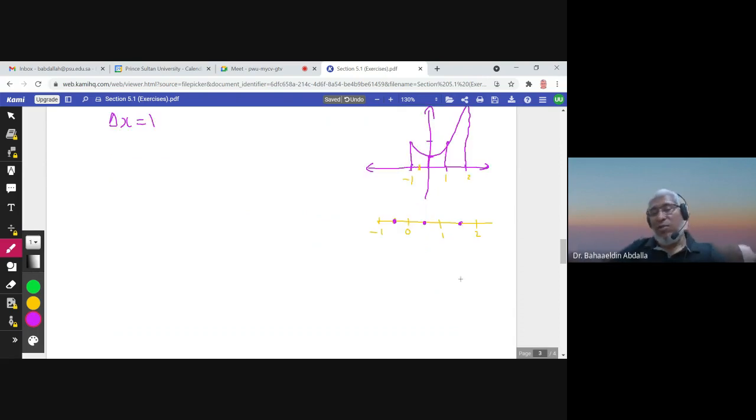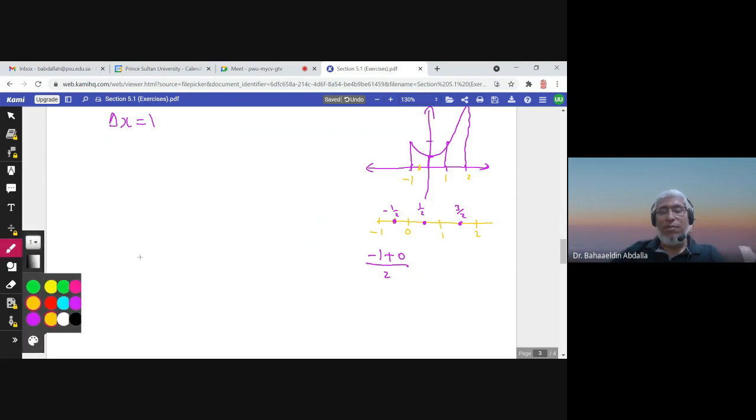So what is the number in the middle between negative 1 and 0? You can figure out that it is negative half. And if you want, you can always add the two numbers and divide by 2 to find the average. The average is in the middle, which is negative half. Between 0 and 1, 0 plus 1 over 2 is half. 1 plus 2, 3 over 2 is 3 over 2. So these are the midpoints.